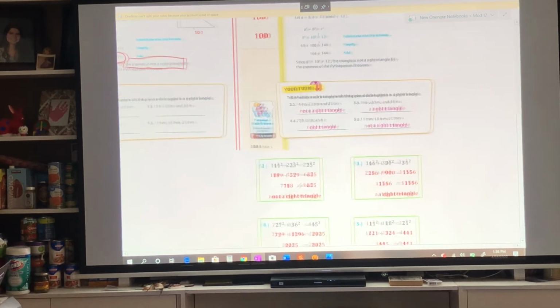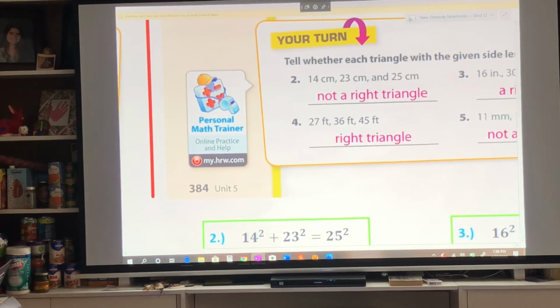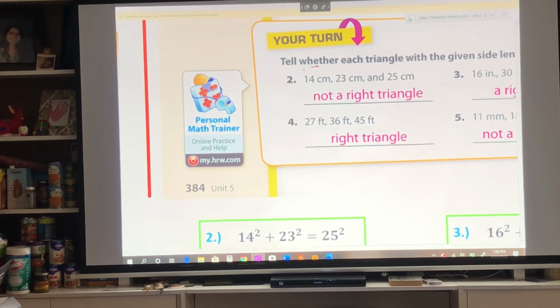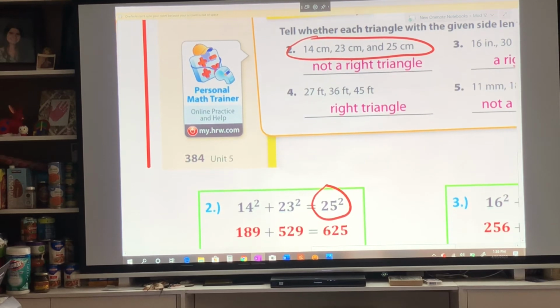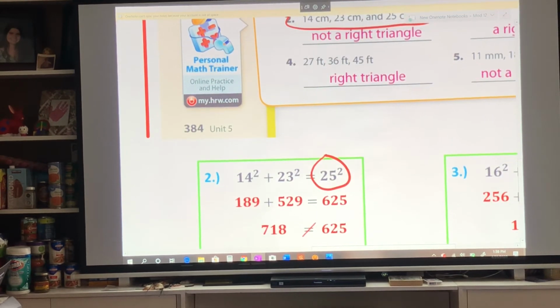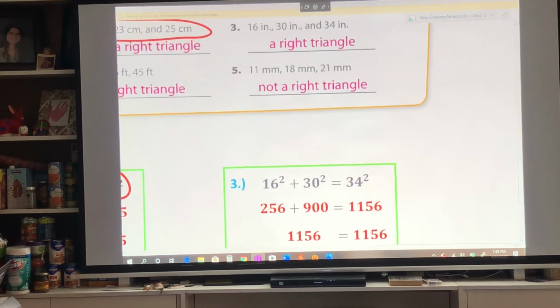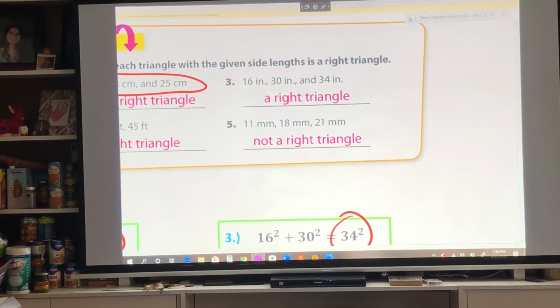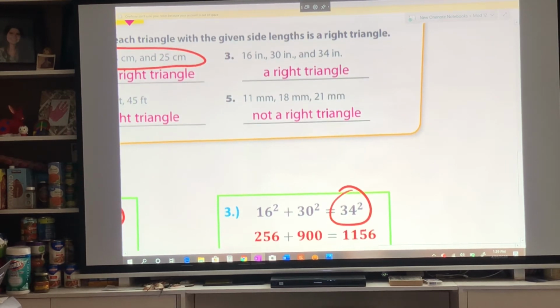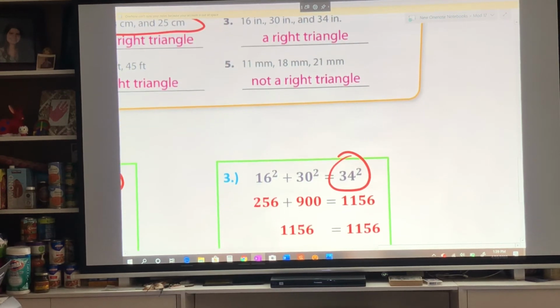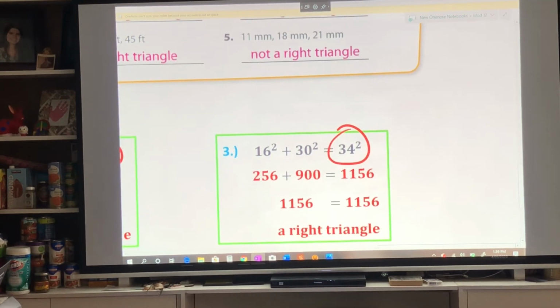So let's take a look at number 2 here. If I do the math, take these three numbers, plug them in, make sure the biggest number is over here where the hypotenuse goes. Plug them in, do the math. Nope, not a right triangle. On number 3, make sure the hypotenuse is the longest side over here because a squared plus b squared equals c squared. Do the math, square everything, add them up. Yep, it's a right triangle because the left side equals the right side. That is a right triangle.